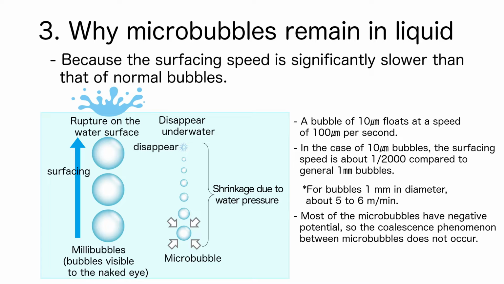Why can microbubbles stay in the liquid in the glass for a long time? This is because the speed at which bubbles rise to the surface is significantly slower, about 1/2000th of that of millibubbles, which are bubbles visible to the naked eye. In addition, most microbubbles have negative potential, so microbubbles do not merge with each other. Therefore, the bubbles do not become larger and do not increase the speed of surfacing.